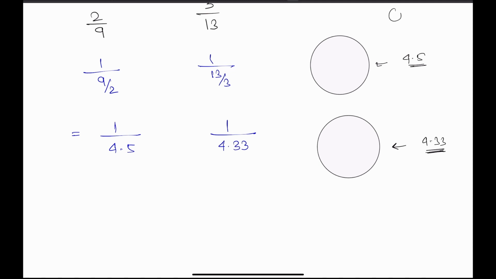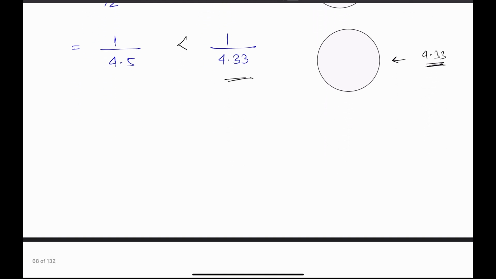It's just like one cake divided into 2 parts, and one cake divided into 3 parts. So the smaller number will get the bigger part. So this will surely be big, the smaller denominator will be big. So this is the first kind of question.